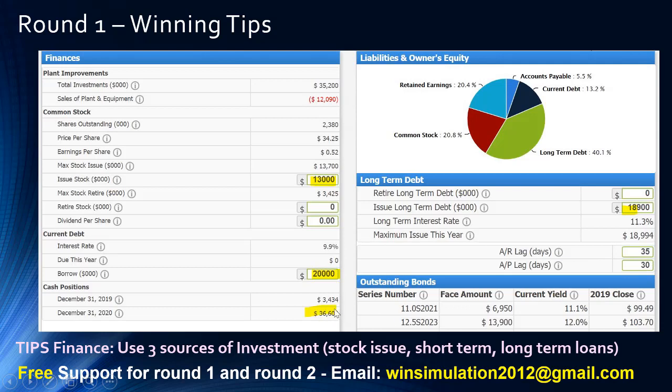So we check here, we get our estimated cash position for each round. So again, for rounds 1, 2, and 3, use max stock issues and max long-term debts. Use short-term debts only in case you need that. Right?